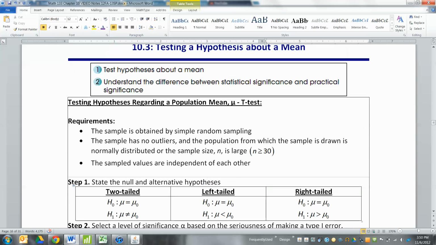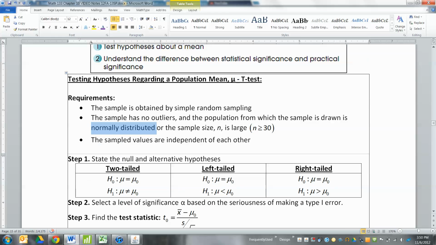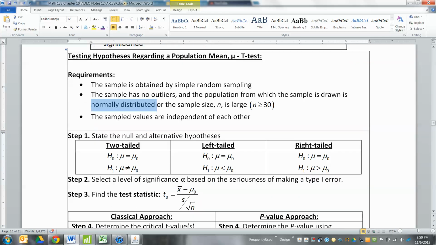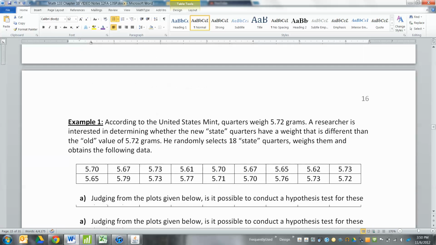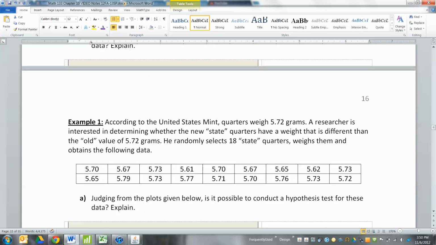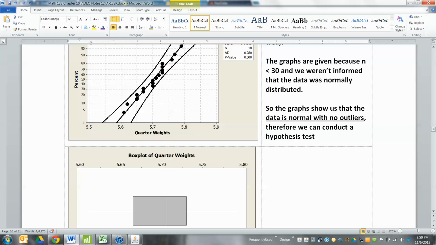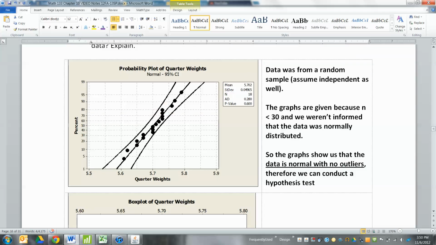Again, that's all up here with these requirements of a test. It has to be from a simple random sample. It has to be either a large sample, bigger than 30, or it has to be normally distributed, or both. You can have a large sample from a normally distributed population, that's fine. And then it has to be independent, which we assume one quarter doesn't really have an effect on the next quarter, so that's kind of a given in this particular instance. Okay? So right here, they give us this picture to prove the normal thing. Because n is smaller than 30, we need to show that it's normally distributed.